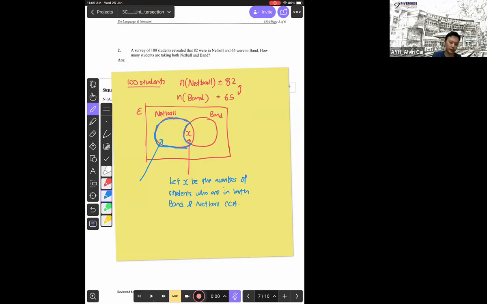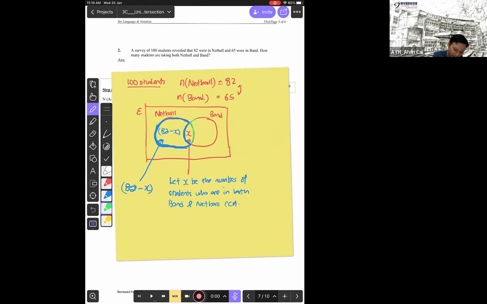Just purely in netball. Because just now they mentioned that netball itself total is 82. So if I want just purely netball only, it's 82 minus X. So if I were to put down here, it is 82 minus X, this portion. Okay, so I want to highlight that this 82 minus X belongs to this segment, the one in blue. Okay, now I'm going to change to another color, try green.